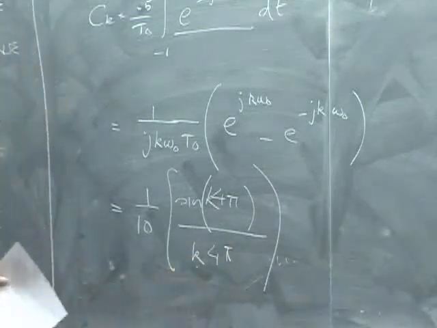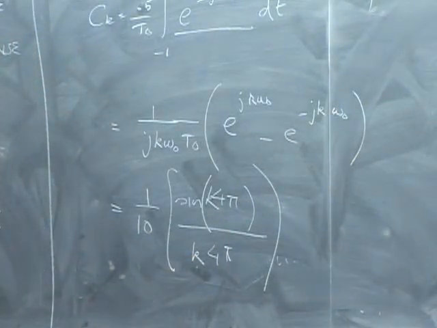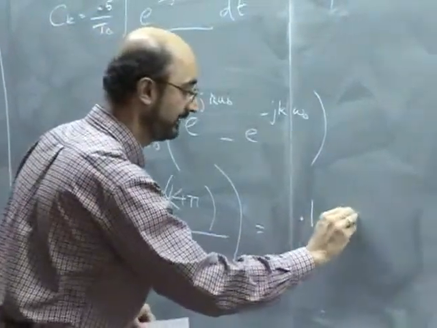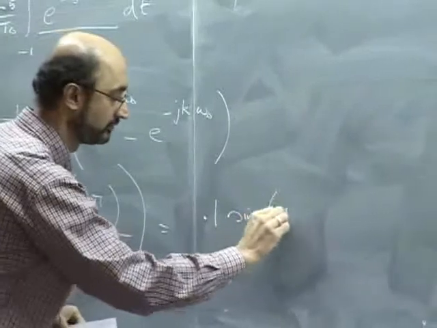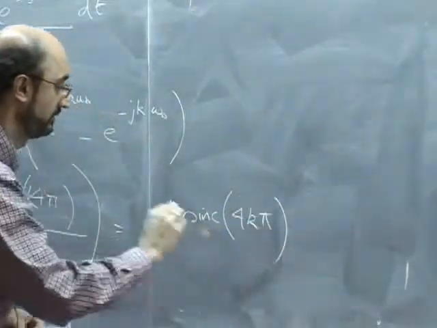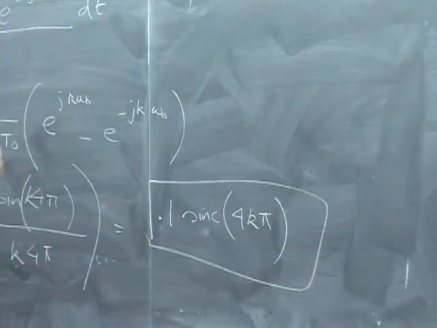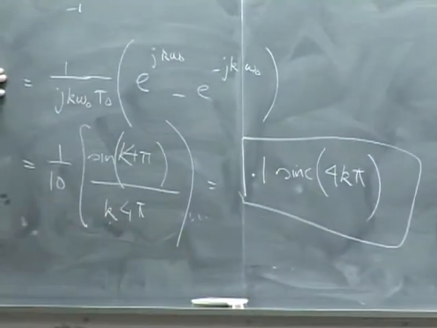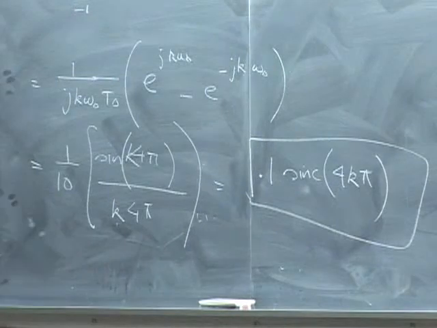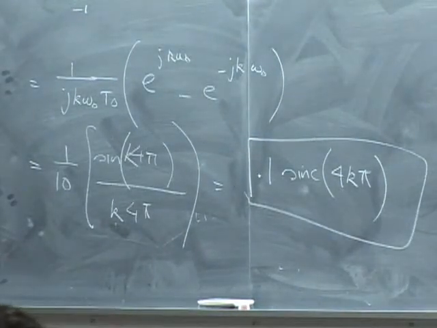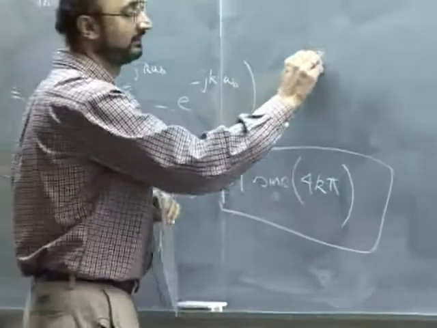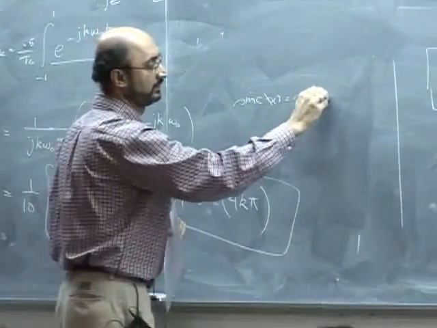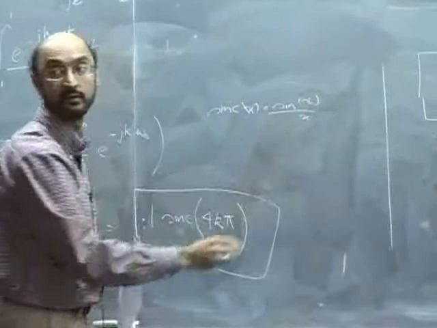Okay. And if you want to really make it simple, it will be 0.1 sinc of 4k pi. And that's the smallest possible answer, but this is an answer that's acceptable. That's also acceptable, okay, as answers. And I introduce here the sinc function, which is given as sinc x equals sine x by x.